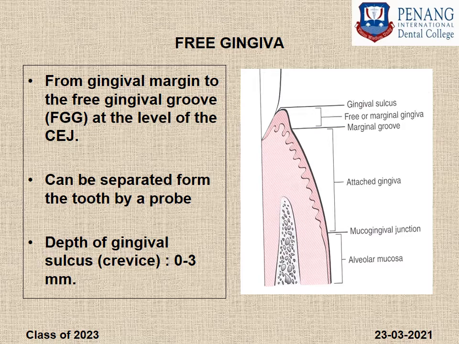This can be separated by means of a probe, and the depth of the gingival sulcus is termed to be 0 to 3 mm. The ideal depth is 0 mm. The clinical depth is 2 to 3 mm, and you do have a histological depth ranging from 0 to at least 1.8 mm. So here you can see that the free or marginal gingiva is the distance between your gingival margin on the top till the free marginal groove.